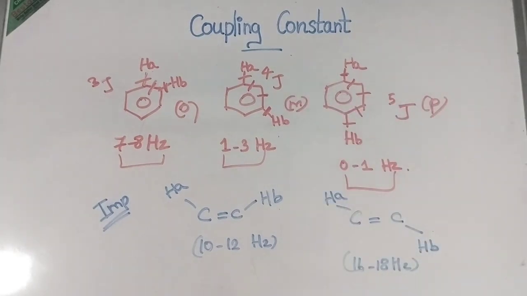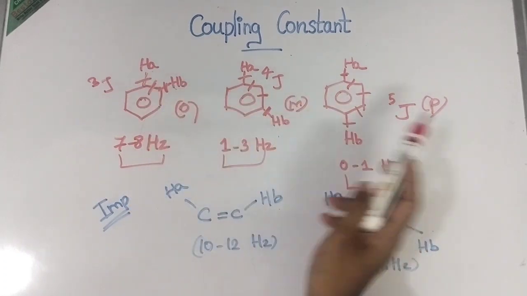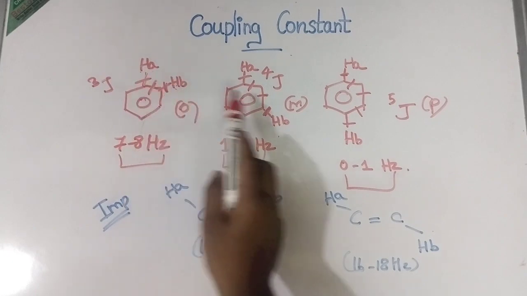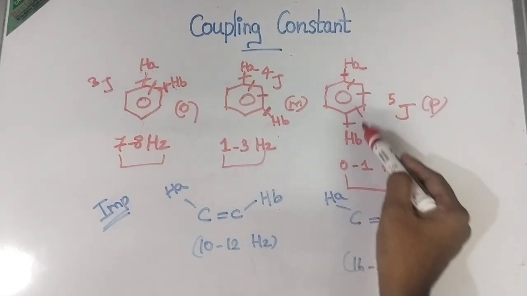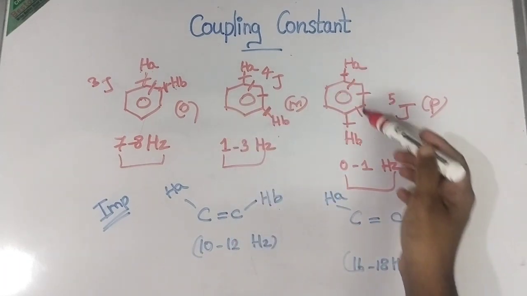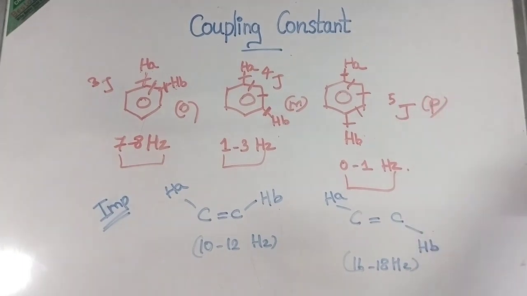Okay, so the distance is increasing between these two, HA and HP, in all these cases. At first it is present in the ortho position, here it is in meta position, and here it is in para position. So the distance between them will be maximum in case of para position, and hence they can't couple to a greater extent.